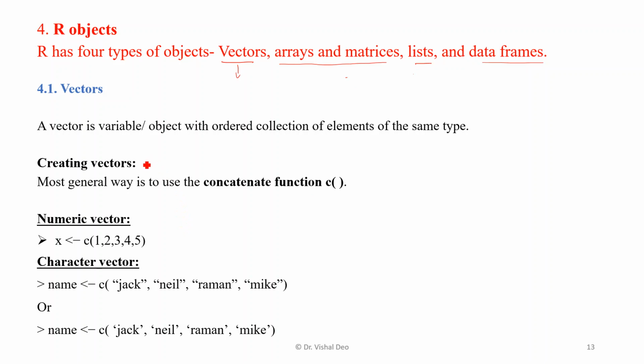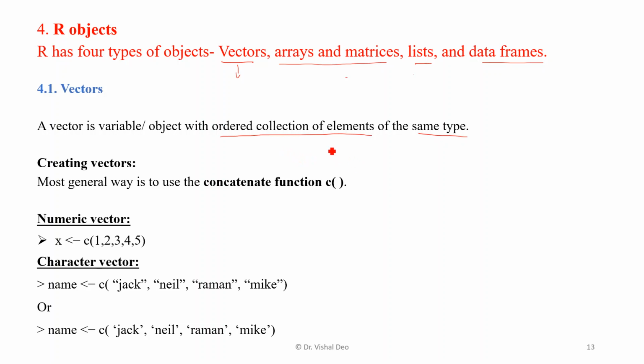So what are vectors? A vector is a variable or object with an ordered collection of elements of the same type. These two are very important: ordered collection of elements of the same type. When we say same type, this means a vector can contain numeric values, so all values should be numeric. If we are talking about a character vector, then all the values it has should be of character type, and so on. So all the elements of a vector should be of the same type, and the elements are an ordered collection.